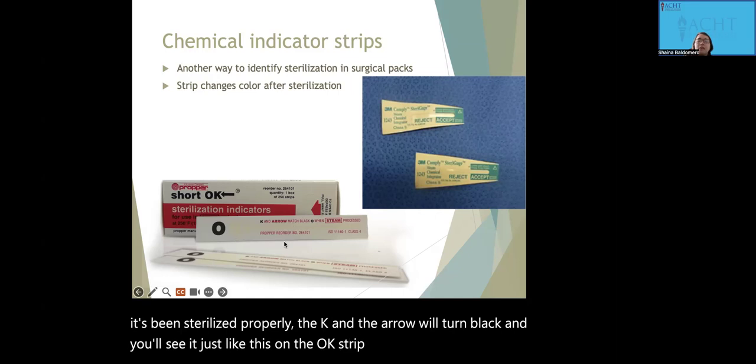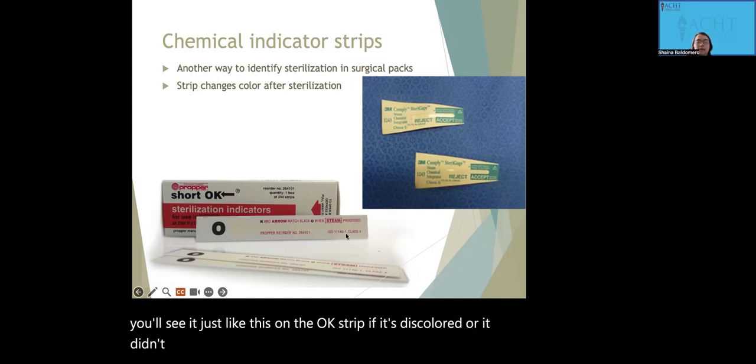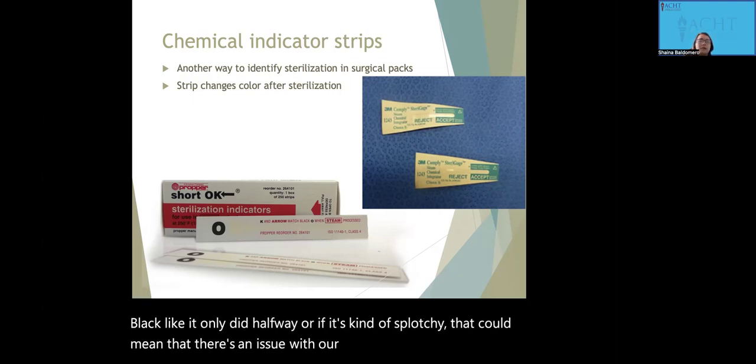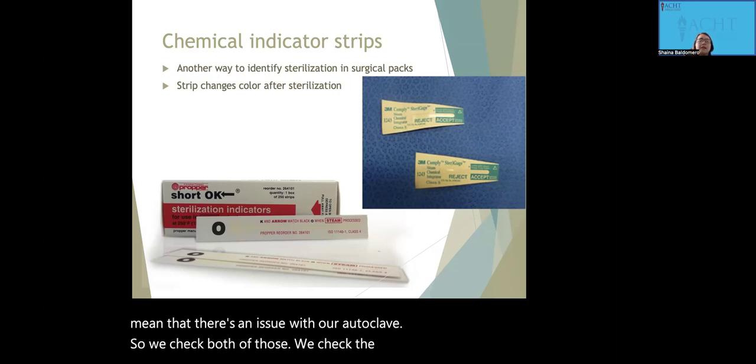If it's discolored or it didn't turn all the way black, like it only did halfway, or if it's kind of splotchy, that could mean that there's an issue with our autoclave. So we check both of those. We check the indicator tape and the indicator strip.